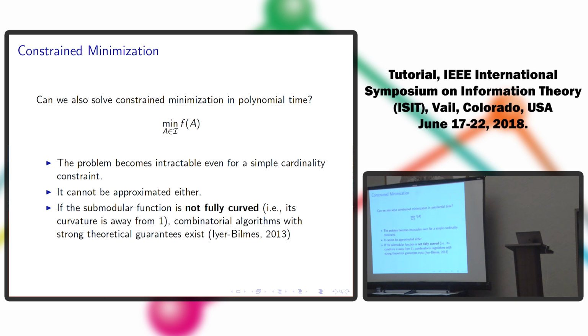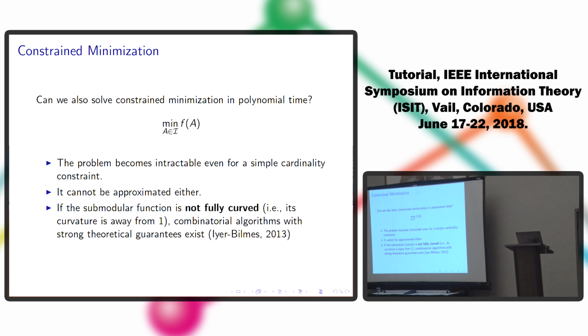Okay, so how about constraint minimization, where I want to minimize f of A, and A should satisfy some feasibility constraint. Let's say A should have at most k elements. It turns out the problem in general becomes intractable. You cannot even approximate the problem.